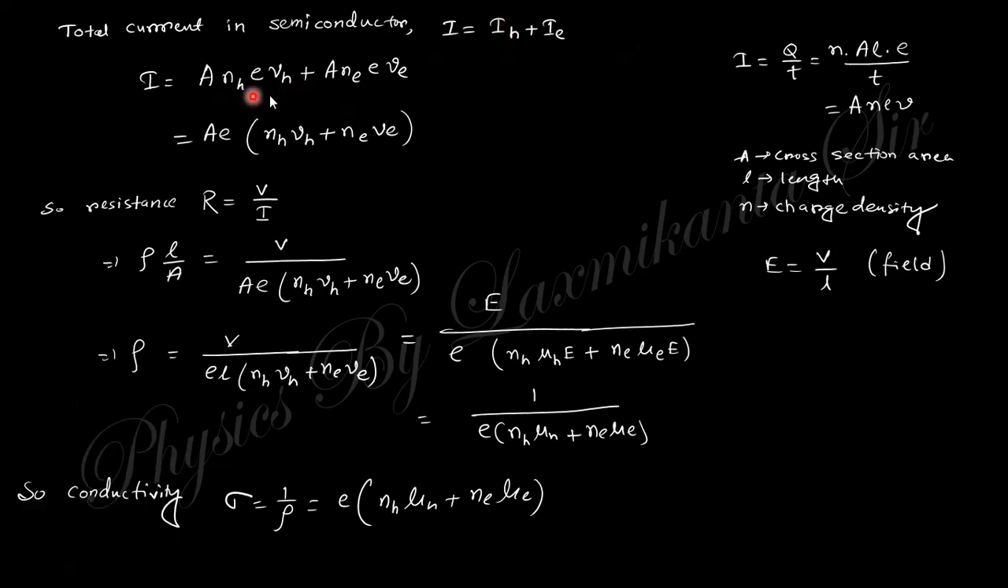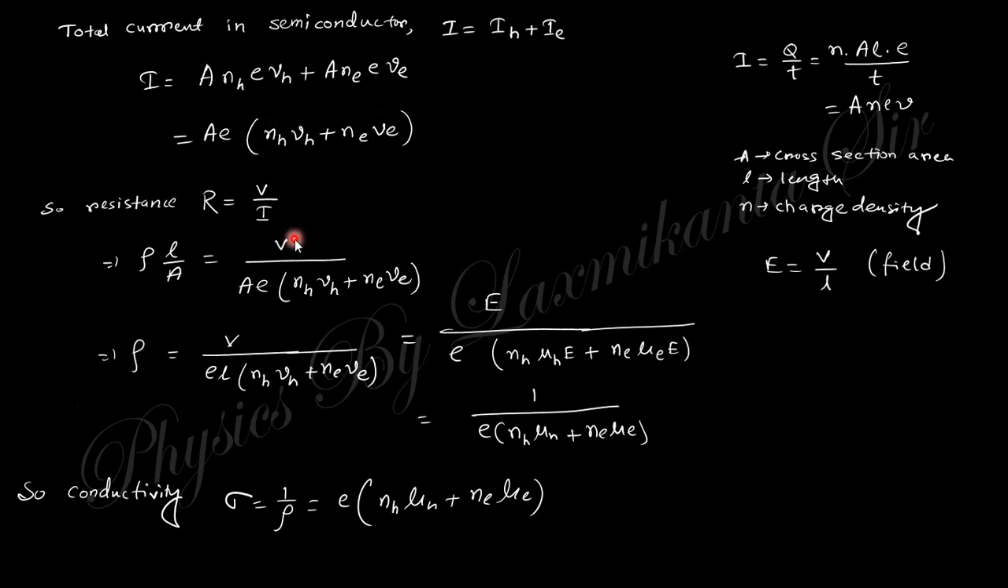In case of hole, you know the current expression is current equals charge per time. Charge is number density into volume, that is the number into electronic charge. So this is the total charge by time, and L by T is v. So A n e v is the current expression. Here n is the hole density, and this is the drift velocity of the hole. Similarly for the electron, this is the electron density, and this is the drift velocity of the electron. So their summation will give you this relation.